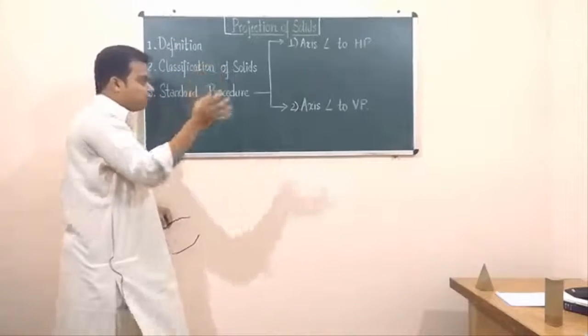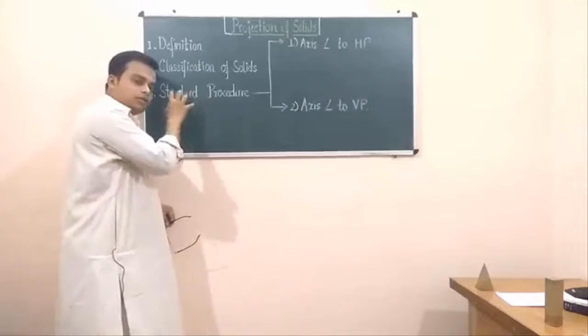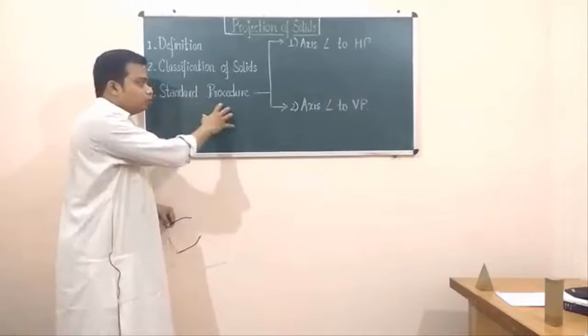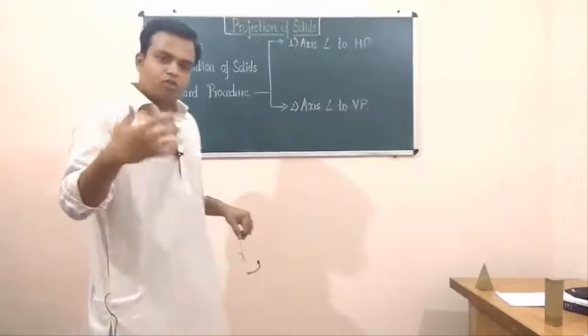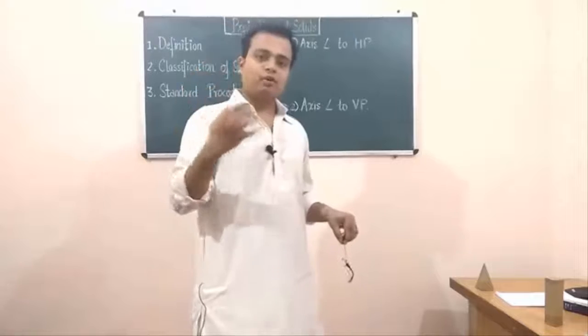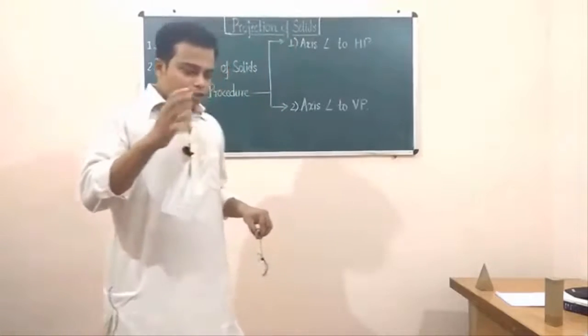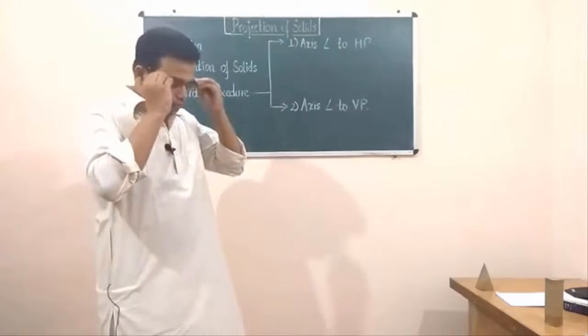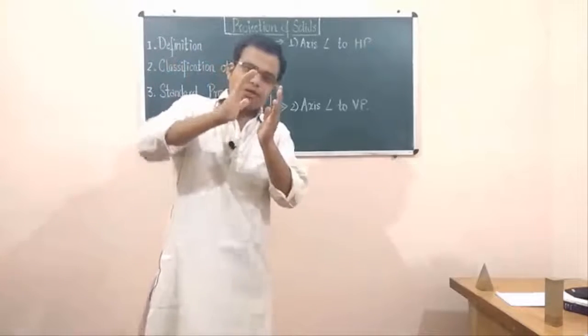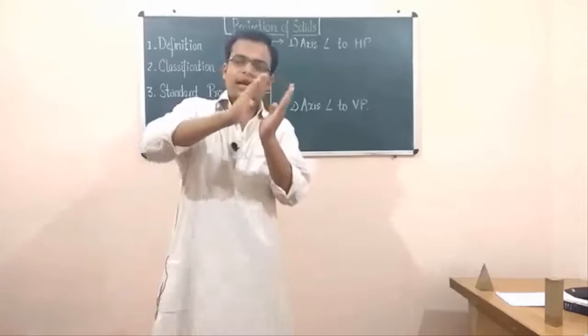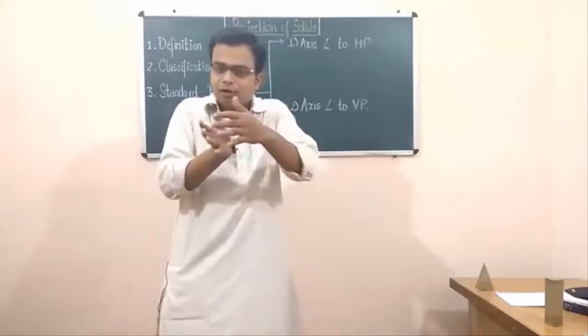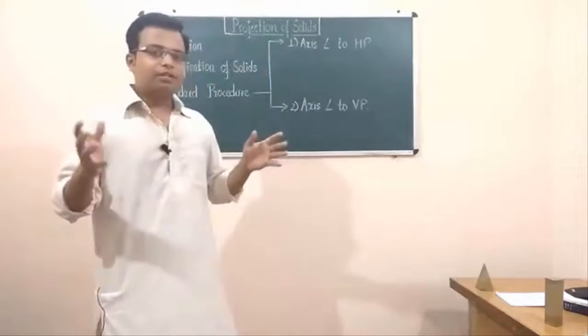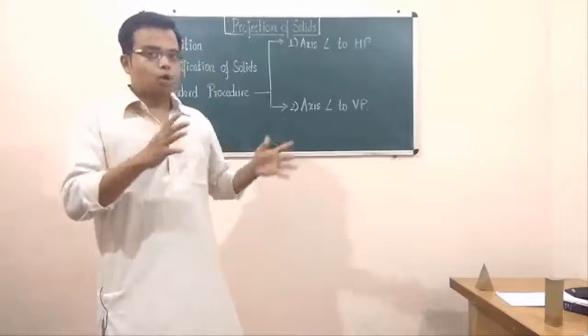Okay, now that we have seen the definition of solids and the different types of solids, let's switch over to the standard procedure. This is the standard procedure which we're going to use to work out the projection of solids, that means creating the front and top views. You'll see a lot of problems in which the solid may be kept inclined. Its axis may be inclined to HP, its axis may be inclined to the vertical plane also, and there are different conditions that we have to work with.